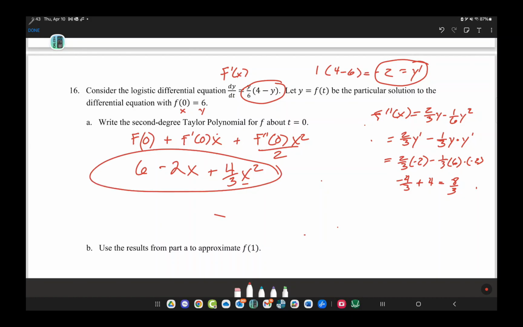Now, if you were tasked to find a specific value, what will we do? Yeah, you plug in the value. So for part B, plug in 1 for x and solve.